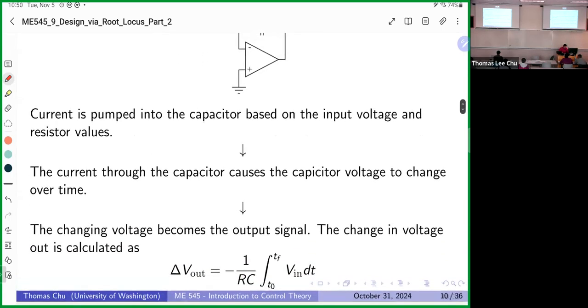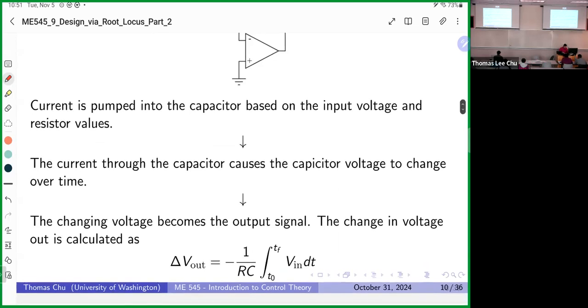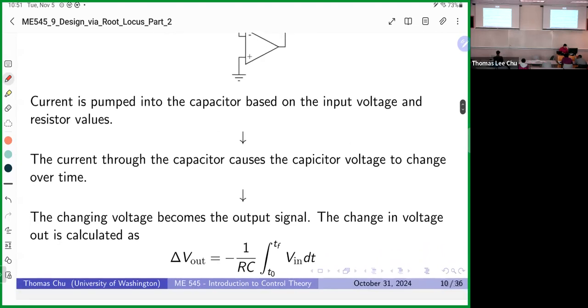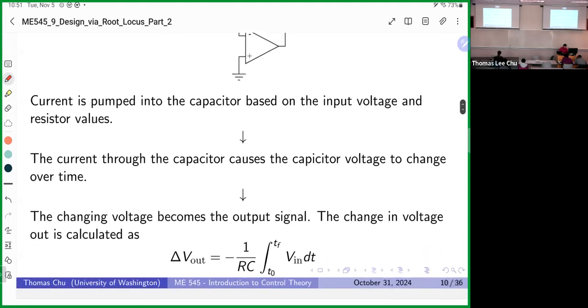Then the changing voltage becomes the output signal. The change in voltage, or delta V out, is equal to 1 over RC times the integral of V in taken from 0 to our evaluated time. So that's the integrated portion right there. We just take the integral of the voltage taken in over time, and that'll give you our change in voltage as the output.